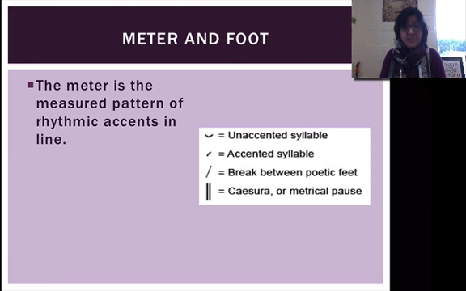A meter is the measured pattern of rhythmic accents in a line. An unaccented syllable is designated like this. An accented syllable is designated like this. A break between poetic feet is designated with a slash, and then the pause is designated by 2 double lines. So pay attention to the guidelines for accenting and pausing when you are reading Shakespearean sonnets and Shakespearean language.